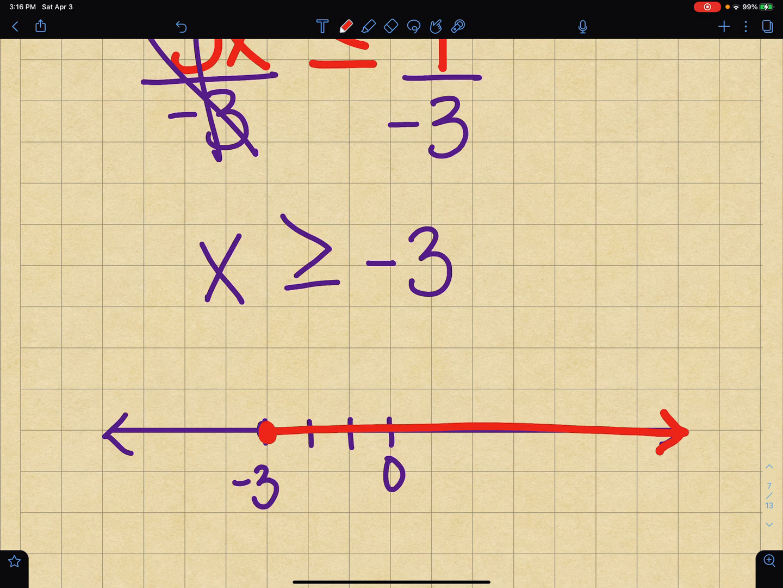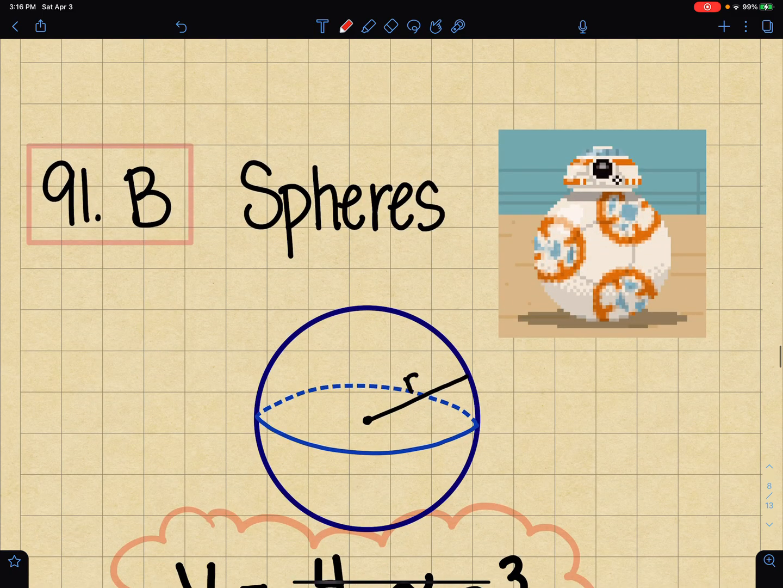Okay, let's turn the page and move on to a totally different topic. And now we're going to talk about spheres.